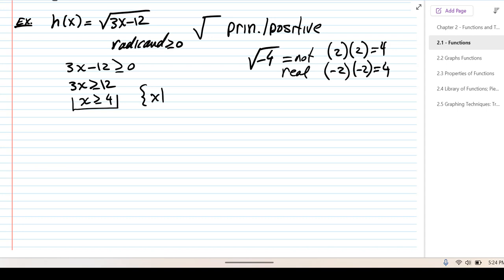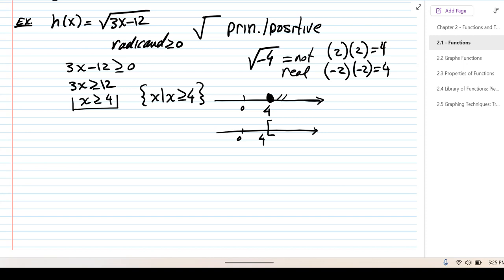In set builder notation, that would be x greater than or equal to 4. Or we can use interval notation. To do interval notation, I always draw this on the number line. Now this time we have equal to 4, so you have a solid point here at 4, which means 4 is part of the solution. And some books actually use brackets instead of open and filled circles like I have.